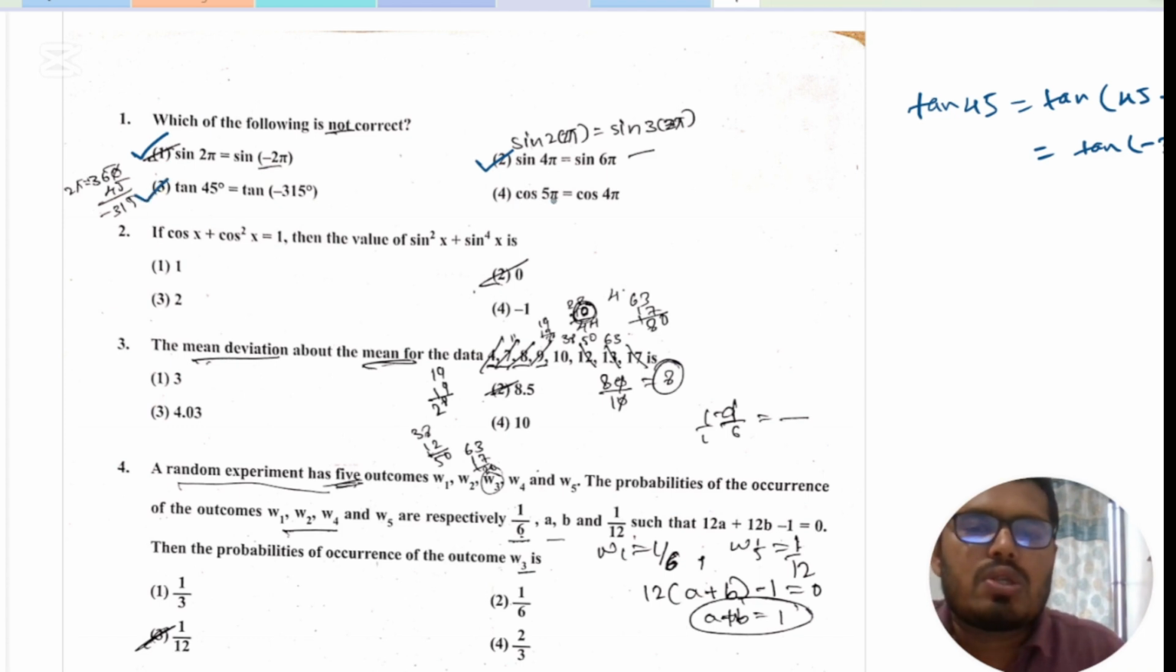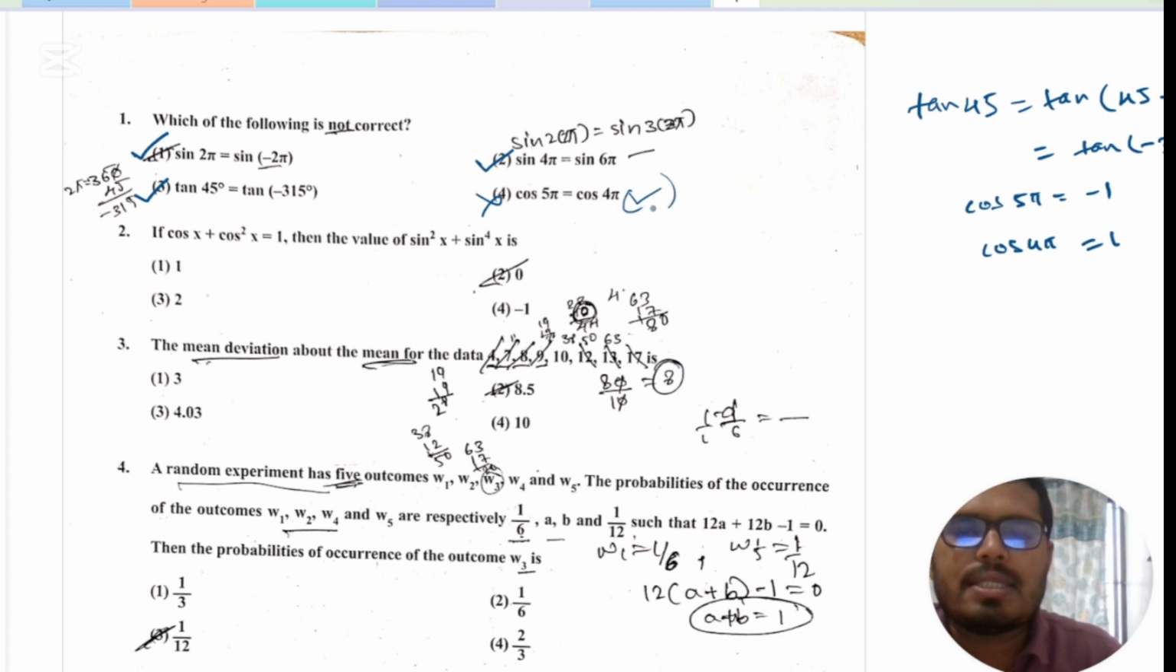And cos of 5 pi is minus 1, and cos of 4 pi is 1. Therefore both are not equal here. Cos 5 pi is not equal to cos 4 pi. This is the false statement. Therefore our answer is the one that is not correct. This means option number 4 is our answer. Okay, next question.